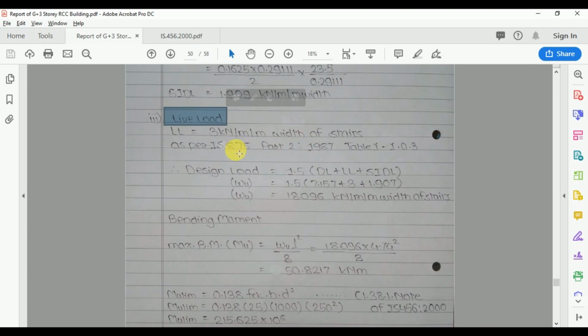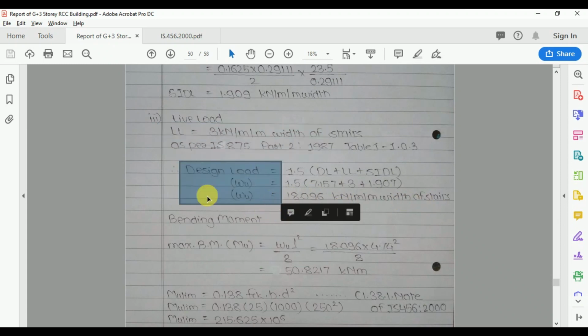So now we need to consider the live load which is on our staircase. As per IS 875 part 2 1987, the live load for the residential building is 3 kilonewton per meter. So by considering these three loads, we need to make a design load, that is a combination of these three loads with the partial factor of safety as 1.5. Hence we got the design load as 1.5 into dead load plus live load plus superimposed dead load. Hence the design load is 18.096 kilonewton per meter width of stairs.